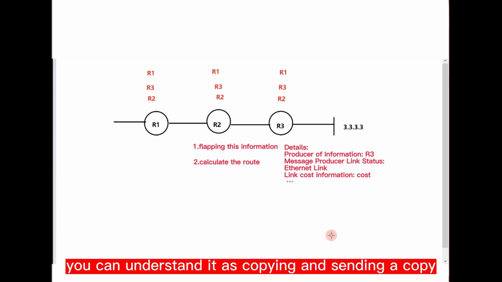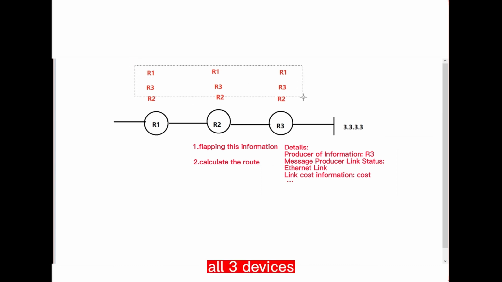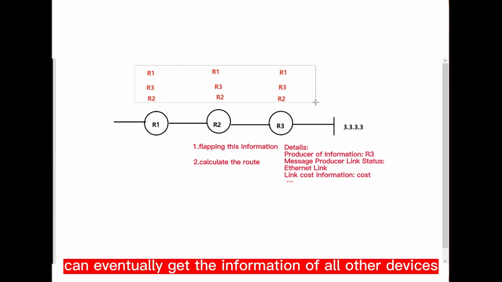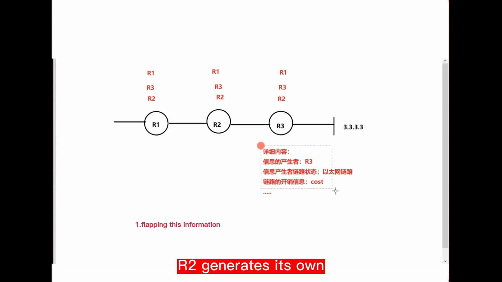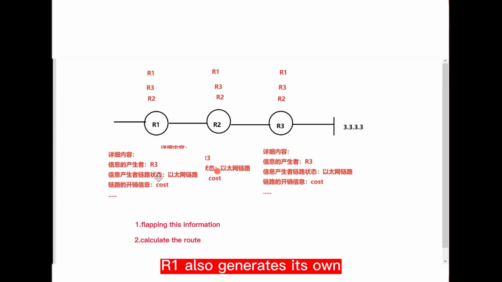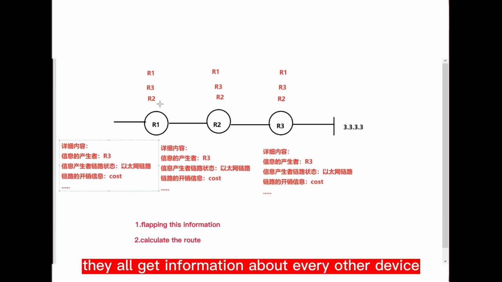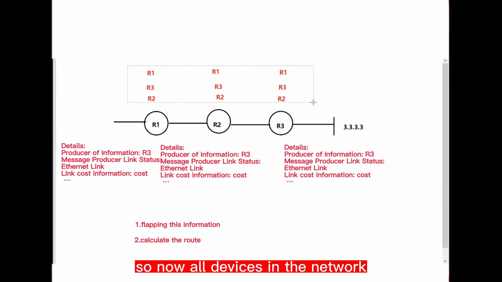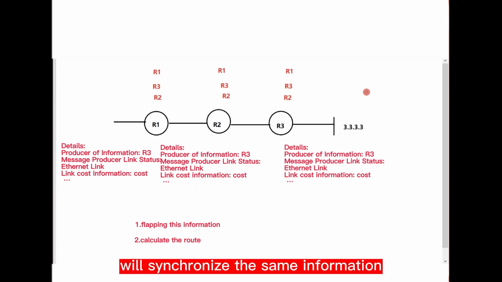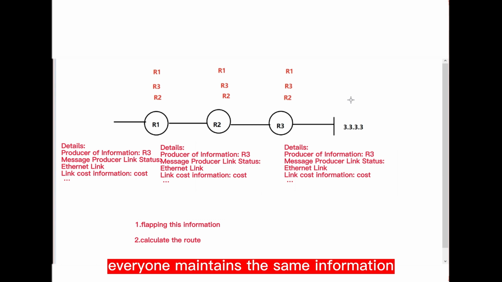In fact, you can understand it as copying and sending a copy. But it's not broadcasting. All three devices can eventually get the information of all other devices. That is, R2 generates its own, R1 also generates its own. Eventually they all get information about every other device. Sync now. So now, all devices in the network will synchronize the same information. That is, everyone maintains the same information.